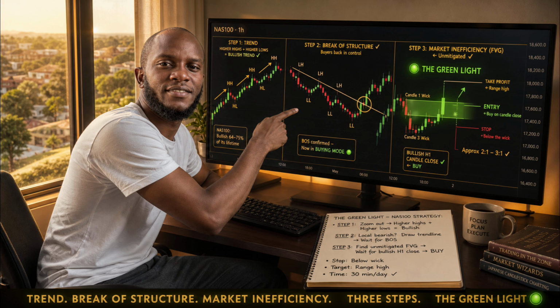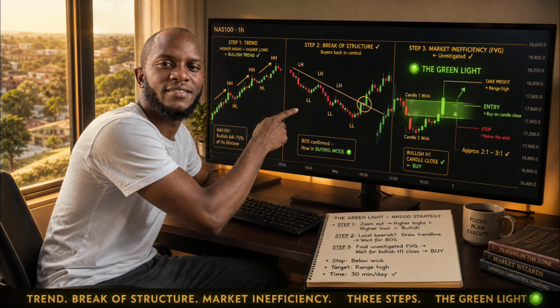Step 1: TradingView, Supercharts, NAS100, 1 hour, zoom out. Confirm the macro trend. Higher highs and higher lows, bullish. Trend confirmed, higher high and higher low in place. Lower lows and lower highs, bearish, so wait and find your grace. The trend is your friend until the bend at the end. Macro going bullish 64 to 75% of the time, a lifetime trend. Short-term bearish phases are just pullbacks in disguise. Zoom out, macro bullish, that's the statistical price.